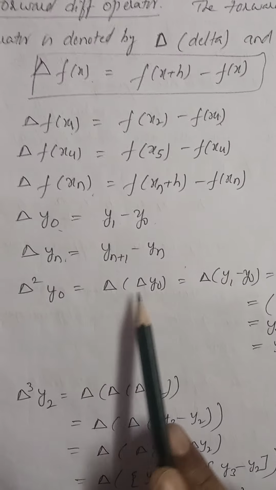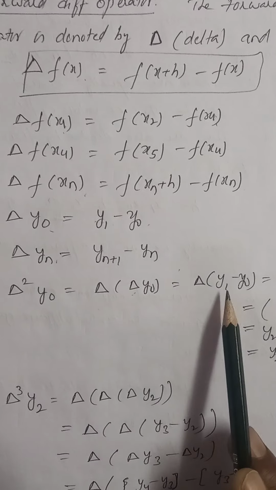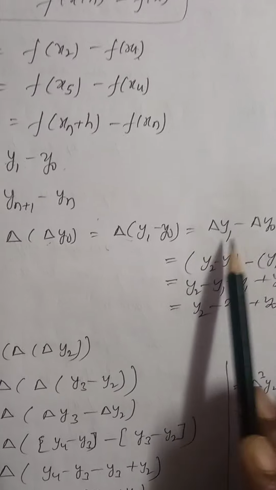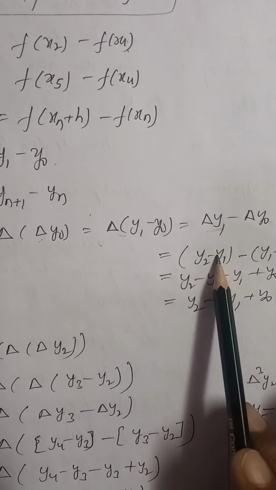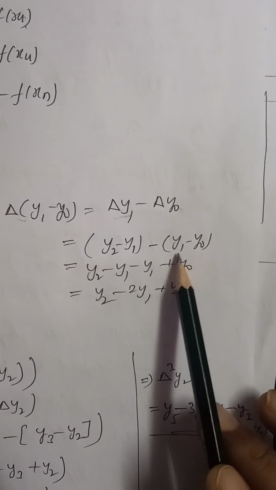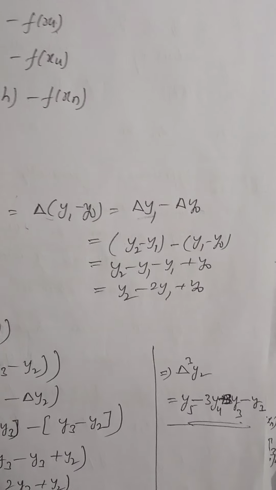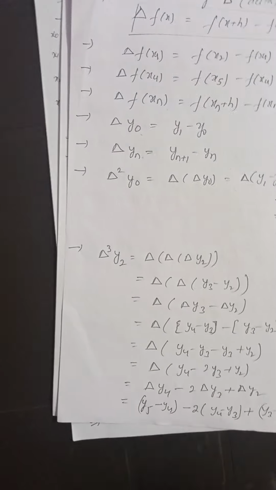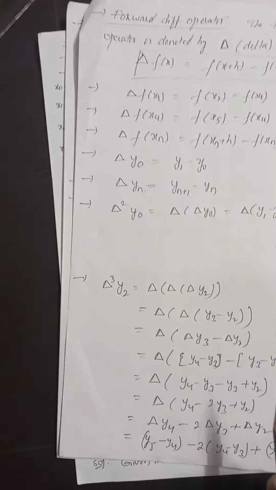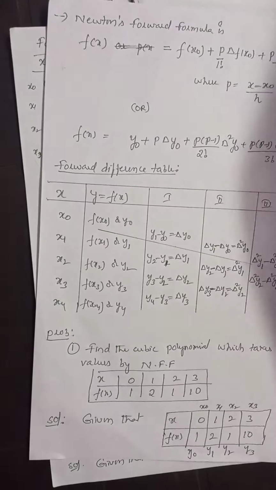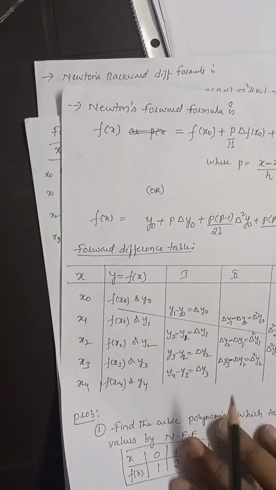Delta square can be written as delta of delta. Delta y0 can be written as y1 minus y0. Now delta y1 minus delta y0. Delta y1 can be written as y2 minus y1. Delta y0 can be written as y1 minus y0. If you simplify this one, you are getting y2 minus 2y1 plus y0. Similarly, you can find delta cube y0. Right? You will get binomial coefficients with alternating signs, 1 3 3 1 like that. Now next one is Newton's forward difference formula.